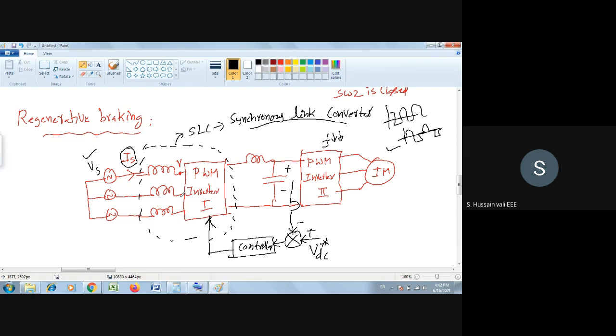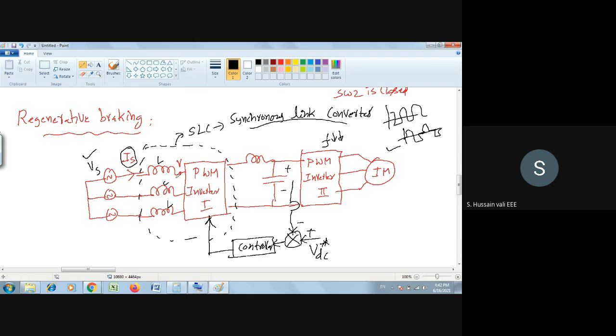So without the synchronous link converter also, the induction motor will give the power back to the source. But the problem you face is that the input current is non-sinusoidal, so there will be a lot of harmonics, and you know very well the problems associated with harmonics. To avoid this, we are using a synchronous link converter. What is it? It is a combination of inductors in series with the PWM inverter. So you have an extra PWM inverter in series with this inductor.